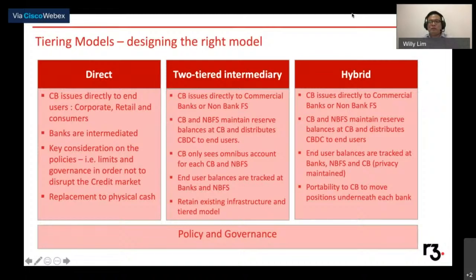The last one, which is the more popular one, which is being advocated by the BIS, is a hybrid model.